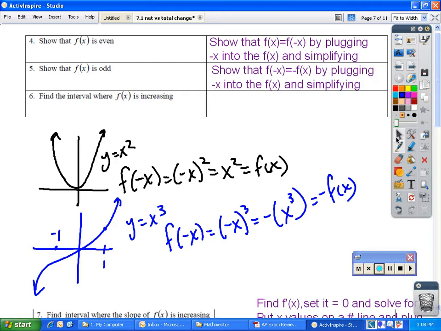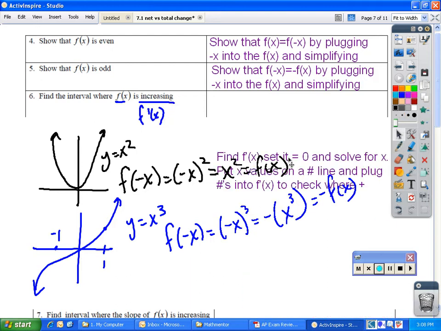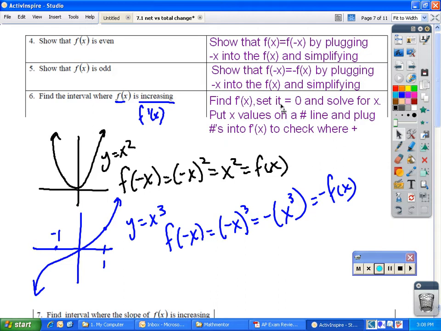All right, last but not least, if I want to find the interval where a function is increasing. When you see the word increasing, you should think about f prime of x. We're going to find f prime of x, set it equal to 0, solve for x, put those x values on a number line, and plug the numbers into the derivative to check where it's positive. Where the derivative is positive is where the function is increasing.